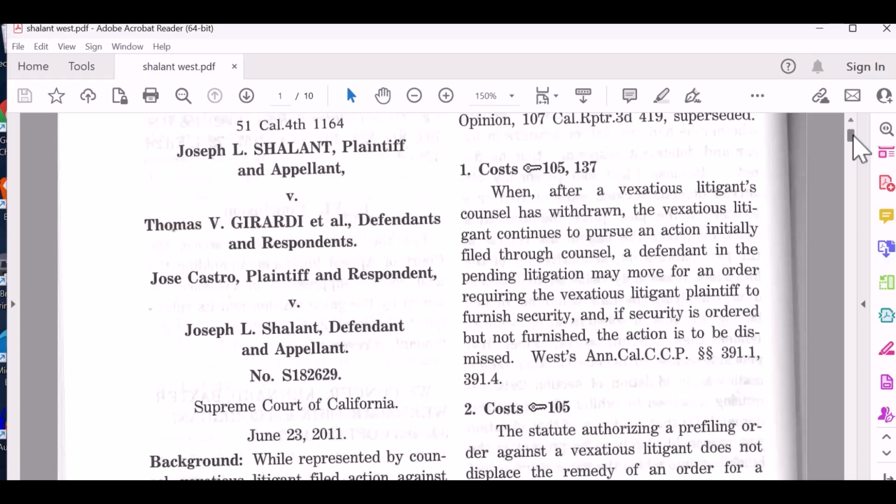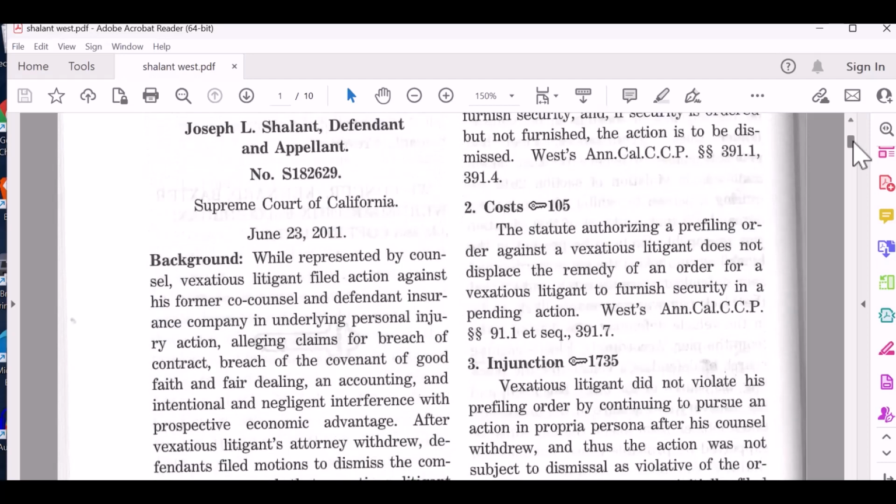But for now, let's just look at the 4 parts of a headnote. First, there's the headnote number. So right here you can see the first two, headnote 1 and headnote 2. They start with their number. The next thing is the name of a topic. In this case, for both of these headnotes, it's a topic called costs, C-O-S-T-S, hard to say. The third one's topic is injunction.